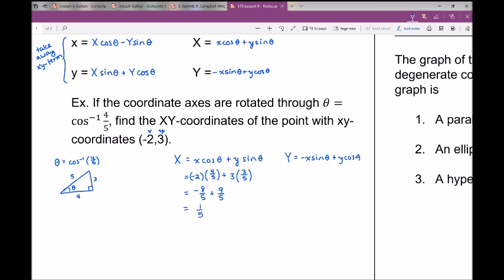Okay, so on your rotated axes, you would just use an x-coordinate of 1/5. Okay, and this will make a little more sense later when we do a graphing example.